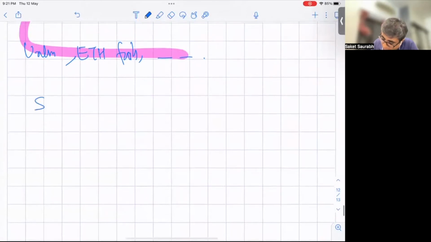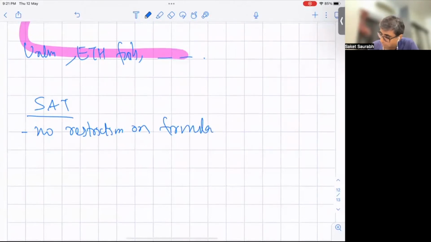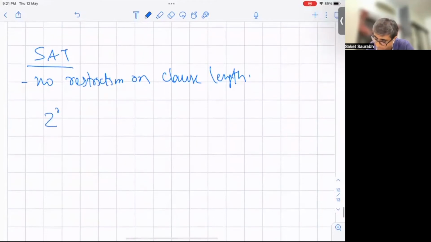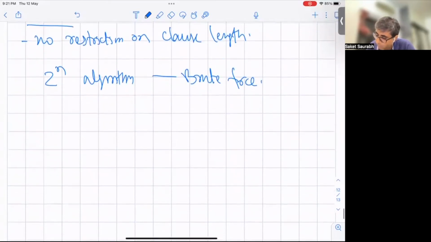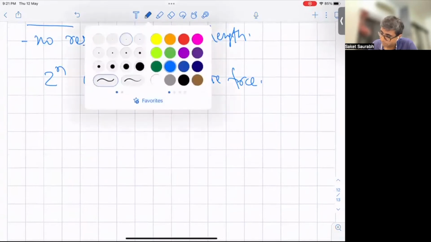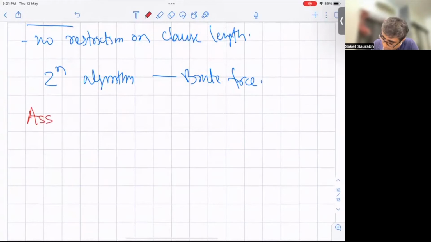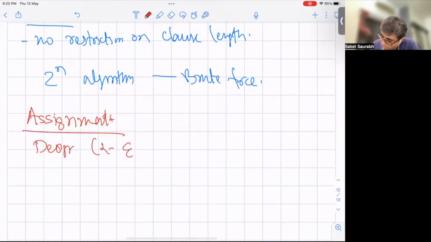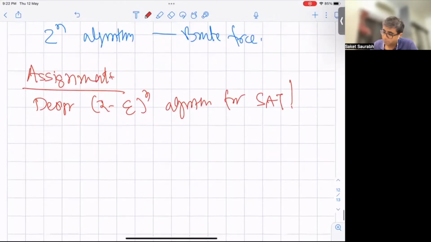The third one is: look at SAT, with no restriction on formula clause length. For this also we have a 2 to the power n algorithm, right? What all of you said, brute force. And let's ask ourselves another assignment: design a 2 minus epsilon to the power n time algorithm for SAT.